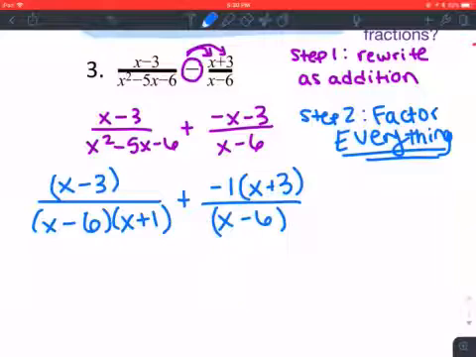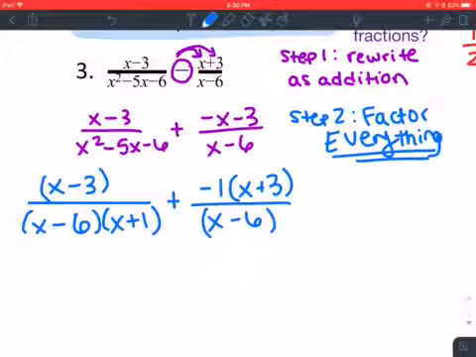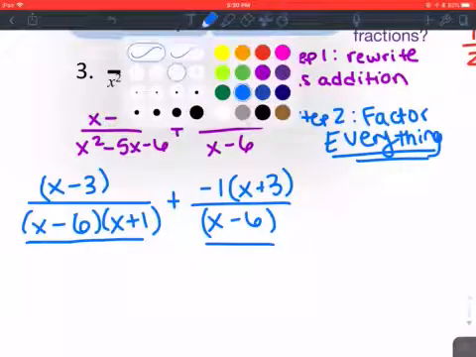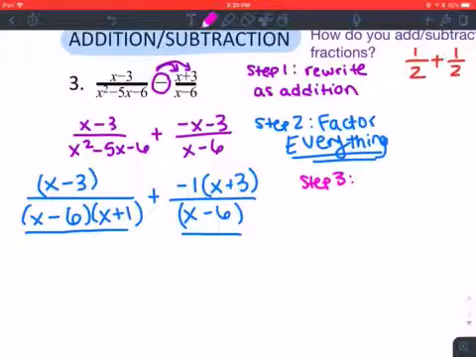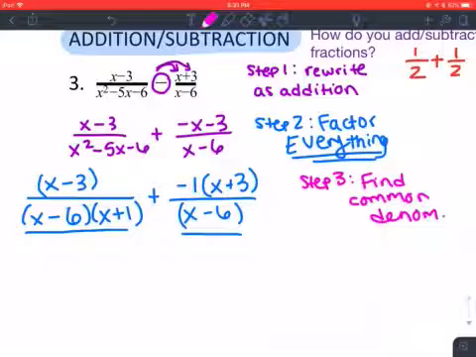Okay, keep in mind we're adding fractions here. So in order to add, we need a common denominator. So if I look at my 2 fractions, I have a denominator of x minus 6 times x plus 1, and then my other denominator is just x minus 6. So I need to get these to match. So my least common denominator can be found by including all factors of the denominators.